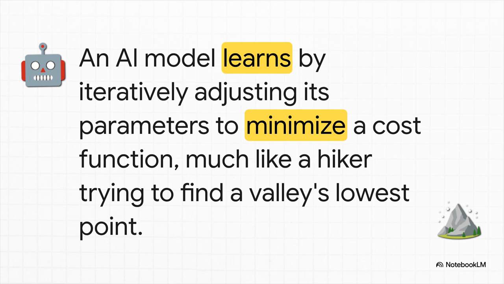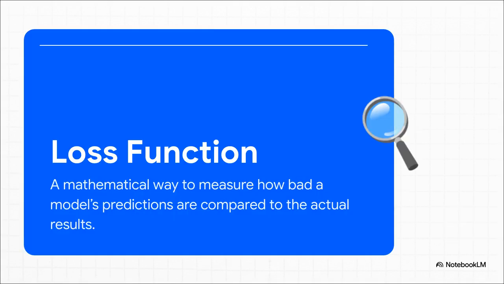So, this blindfolded hiker, that's our AI model. And this giant, foggy valley, that's the entire landscape of all the possible mistakes the model could ever make. The model's goal is exactly the same as our hiker's: get to the bottom, where the error is as close to zero as possible. In machine learning lingo, this terrain has a name. It's called the loss function.